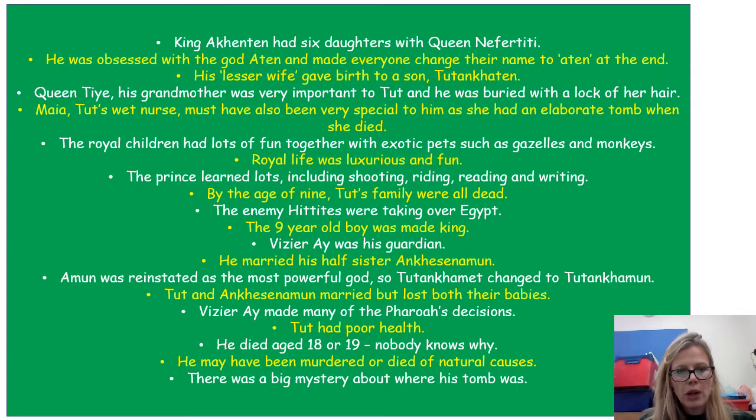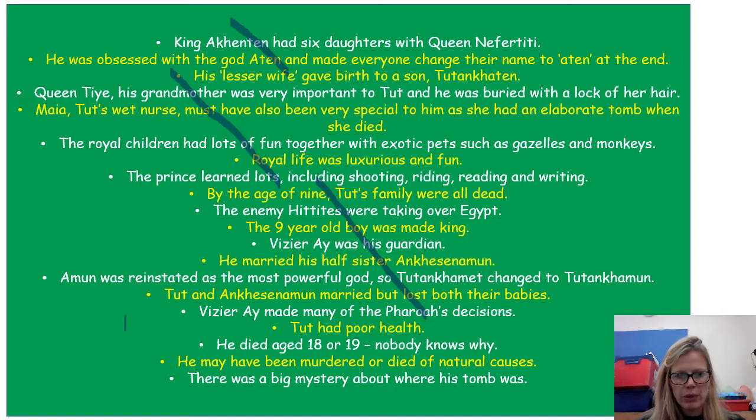Alright, I made lots of notes. We said it was about 20 and we've used quite a few of them, but some of them we decided not to use. So we've gone through the bits where we talked about his father, so we don't need those anymore. We've gone through the early life. And now we've gone through the bit where he was made king. He married his half-sister, his name changed, and they lost their babies. And Vizier Eye was making the decisions, all that we've used.